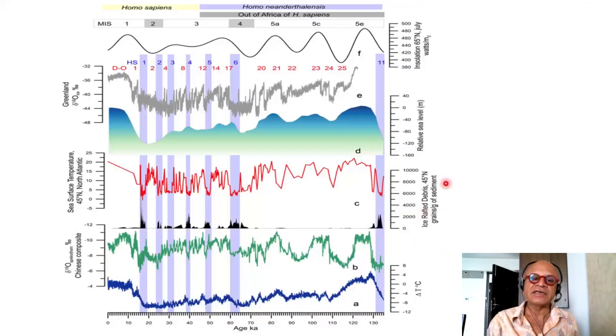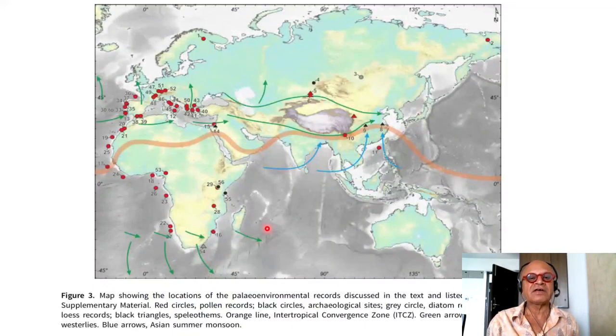So this is the ice rafted debris at 45 north, grains per gram of sediment. So you can see how many evidences can be collected. This is important for getting a picture of regional climate variabilities.